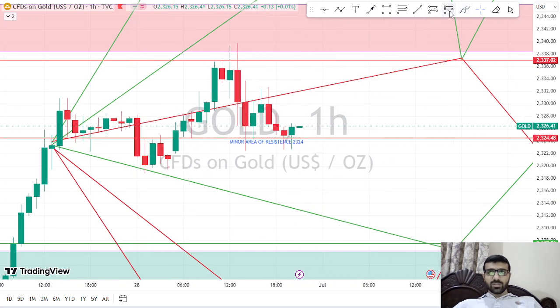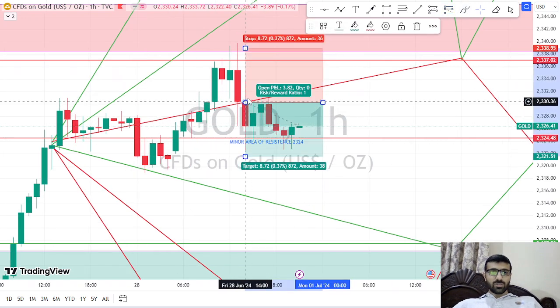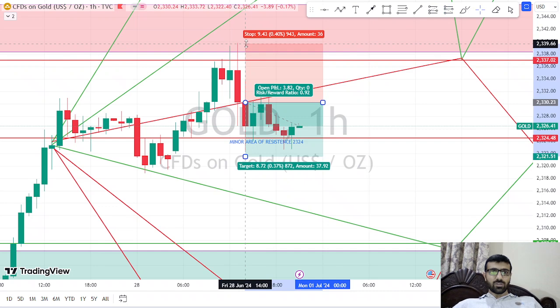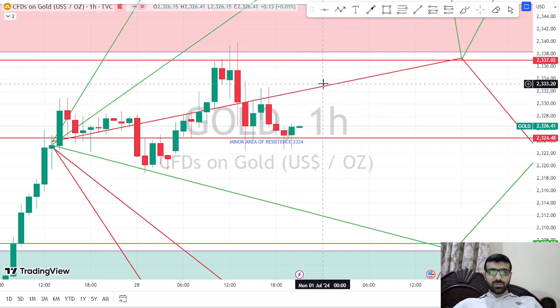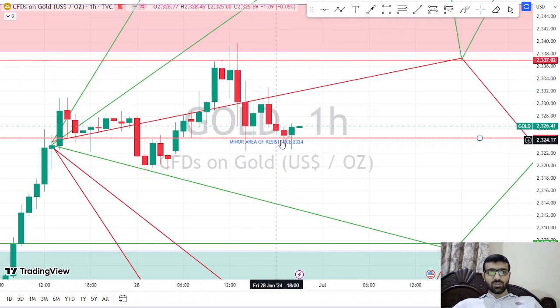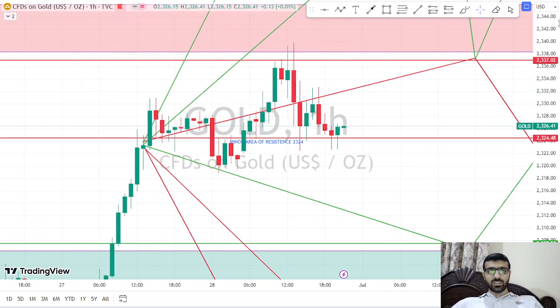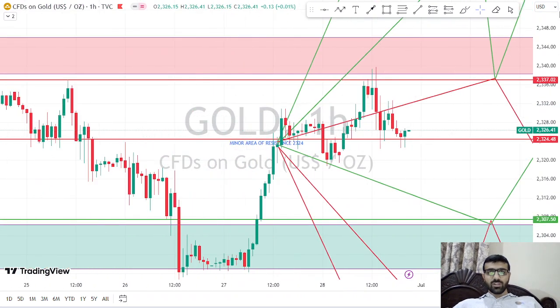And then afterwards, market gave us another opportunity to take a sell position from here. Our stop loss will be just above this previous candle, and our take profit will be over here, giving us a 0.8% profit. And then afterwards, market did not close below our area of minor resistance, so after that we would have stayed out of the market.